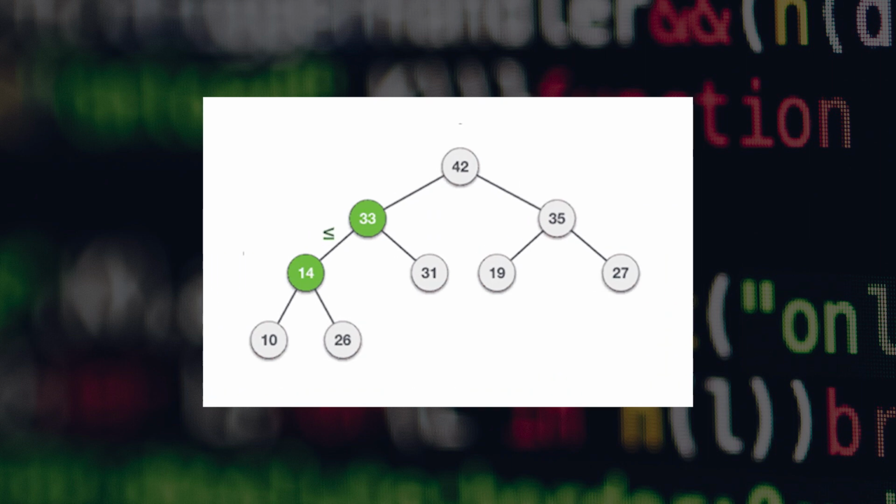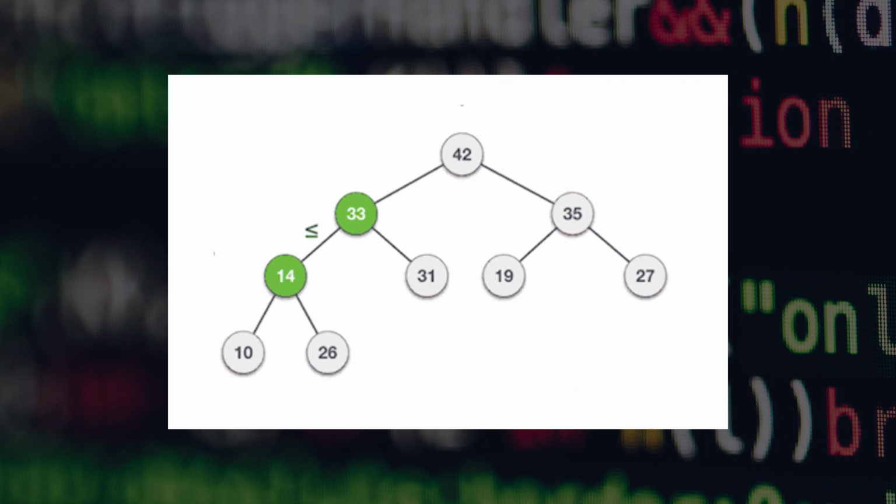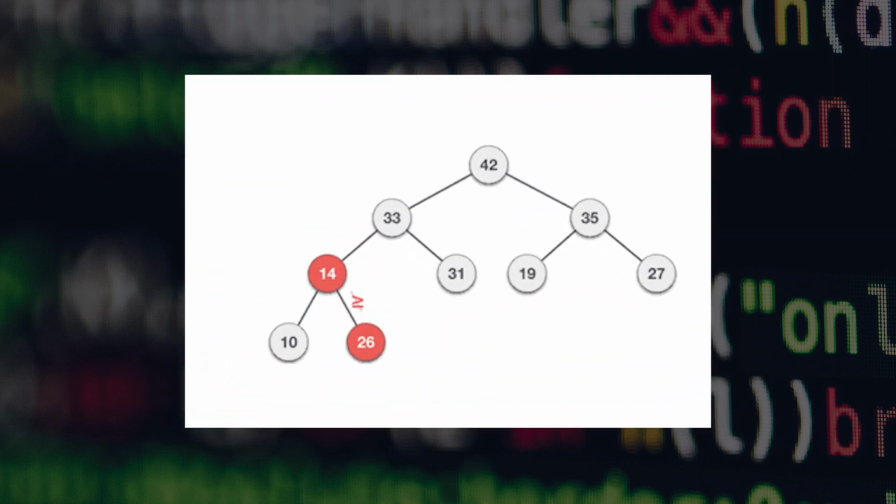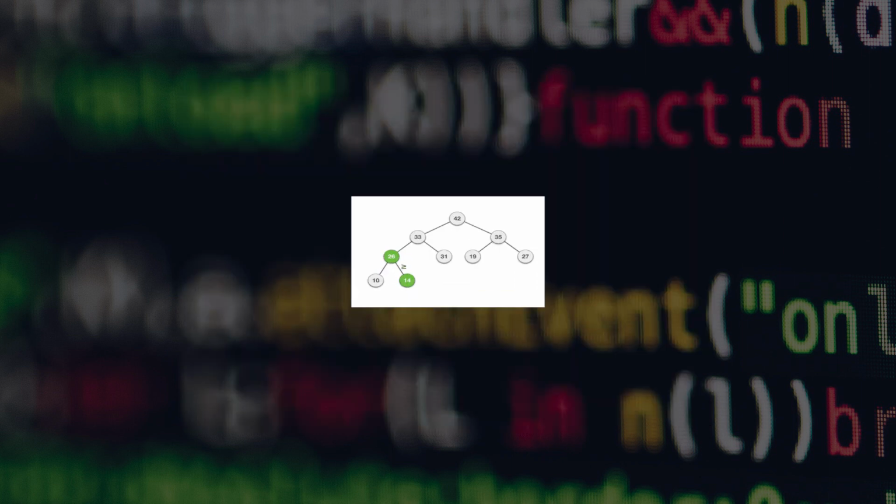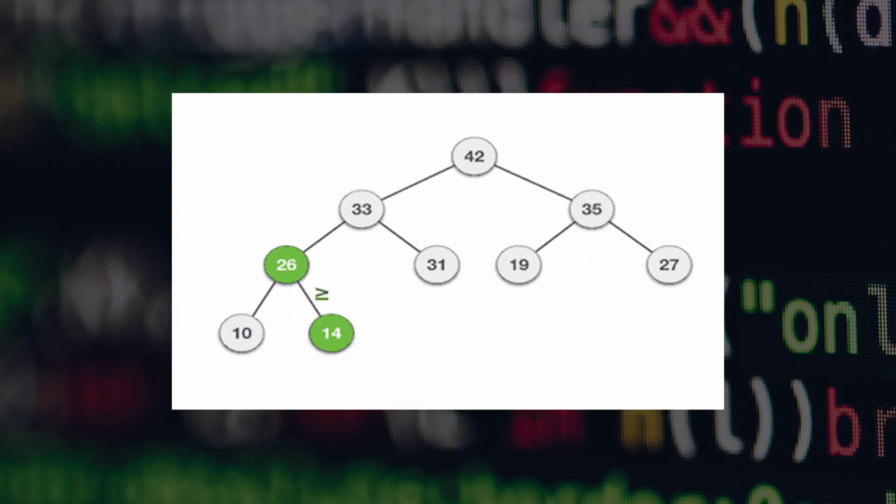So here we observe that 33 has now become the root node and 14 is the left child of 33. Previously 33 was the parent of 10 and 26. After swapping, 14 is the parent of 10 and 26. So again we compare its two children, 10 and 26, and we find that 26 is greater than 10. Now 26 is compared with 14. We observe that 14 is less than 26, so we swap the elements. That means 26 will be in the parent position and the right child of 26 is 14.